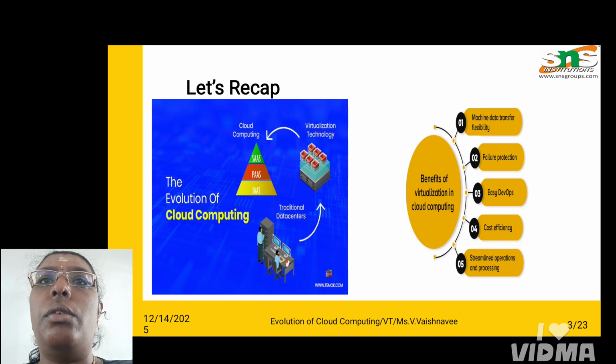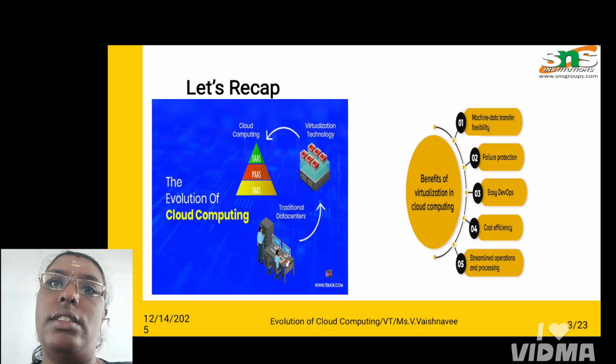In the traditional model, one operating system and one application were installed on one physical server. Even if the application used only 20 to 30% of CPU or memory, the remaining resources were wasted. So the main problems were underutilization of resources, high power consumption, increased hardware cost, and difficulty in scaling during peak loads. Adding capacity meant buying new servers, which was expensive and time consuming.